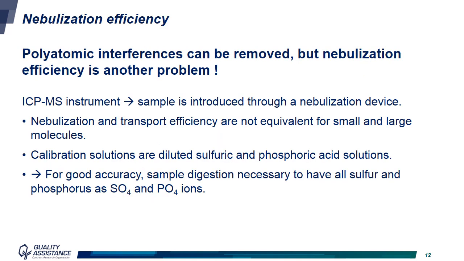So we have seen that polyatomic interferences can be removed, but nebulization efficiency is another problem. Remember, this is an ICP-MS instrument, meaning that the sample is introduced through a nebulization device. Nebulization and transfer efficiency are not equivalent for small and large molecules. As we use calibration solution made of sulfuric or phosphoric acid, for a good accuracy, we need sample digestion to have all sulfur and phosphorus as sulfate or phosphate ions.